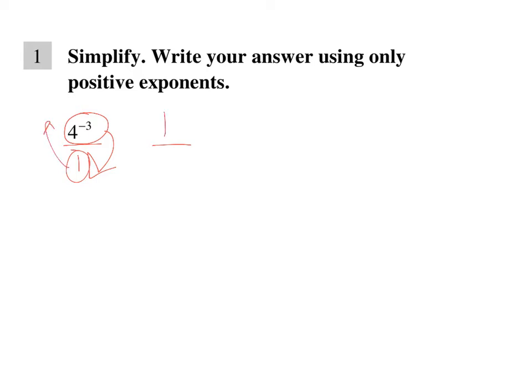When I bring this piece down, there's still a 1 next to it here because multiplying by 1 doesn't change anything. And on the bottom we have 4 to the third power now. All right, so when you bring it into the opposite position, then the power becomes positive. And from there we have 1 over 4 times 4 times 4, which is 64.